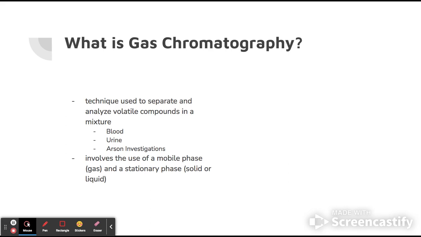So what is gas chromatography? It is a technique used to analyze volatile compounds in a mixture, such as blood or urine, or in arson investigations. It involves the use of a mobile phase, which is usually gas, and a stationary phase, which is usually a solid or a liquid.